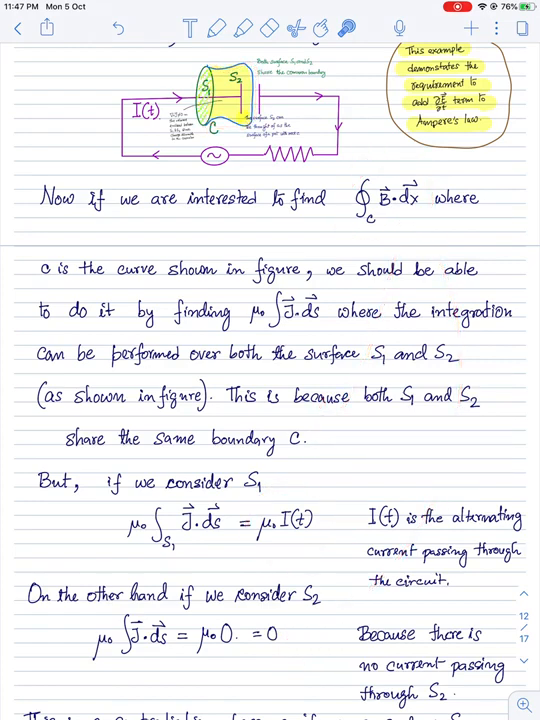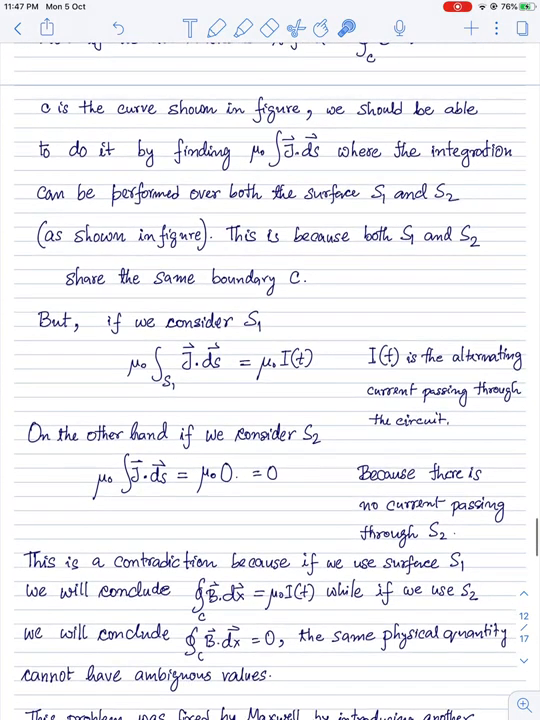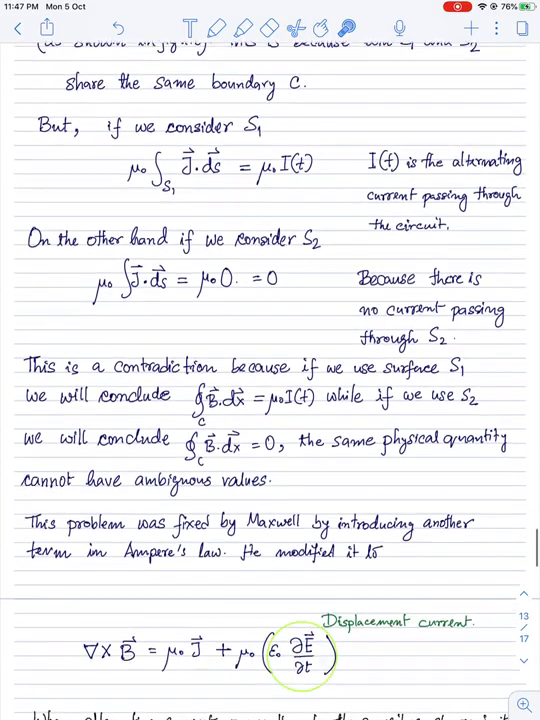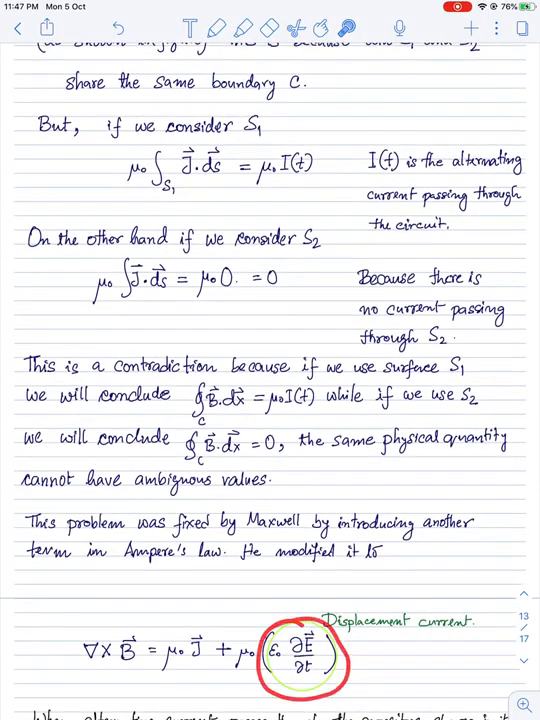So we will see that the same quantity, if we consider S1, will be mu naught times I, whereas if we consider S2, then the same quantity will be 0. So it's not possible. Somehow in this time dependent scenario, where there is accumulation of charge, this divergence of J is not equal to 0 anymore. In that situation, we see that Ampere's law as stated in the integral form breaks down. Therefore we need some kind of modification of Ampere's law in the dynamical situation, which will cure us of this problem.